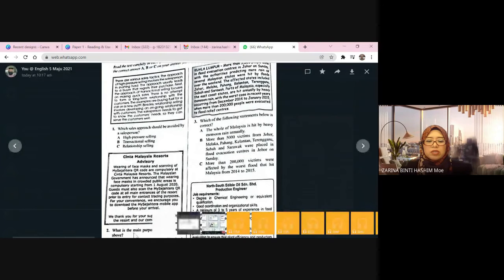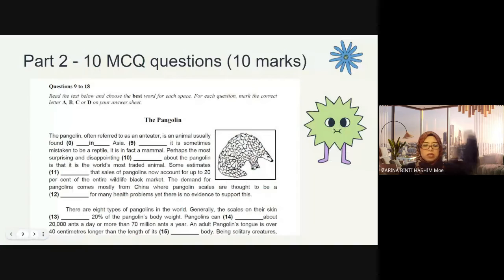I'll stop sharing this one first. Now look at part 2. In this part, there are also 10 MCQ. MCQ means multiple choice question. So there are 10 multiple choice questions, with 10 marks, and the answer options are A to D. Just now in part 1, the answer options were only A to C. You have to remember that. It is not that they missed out the answer D; it's just that part 1 only has A to C. For part 2, you have A to D.